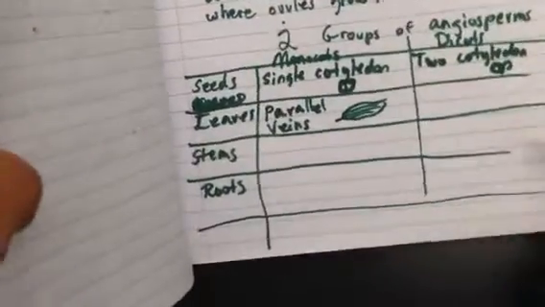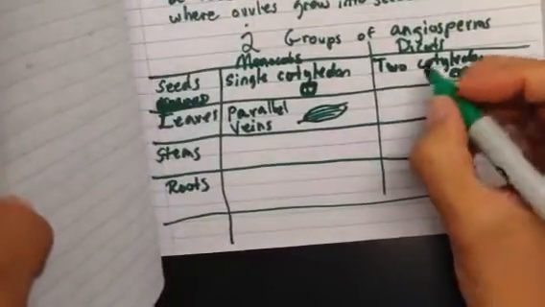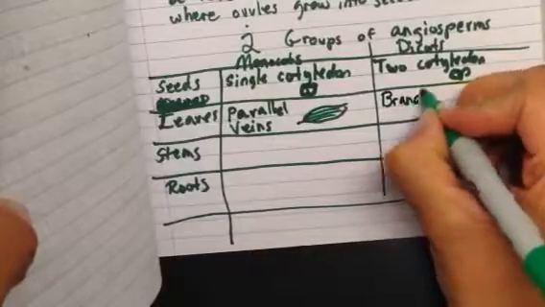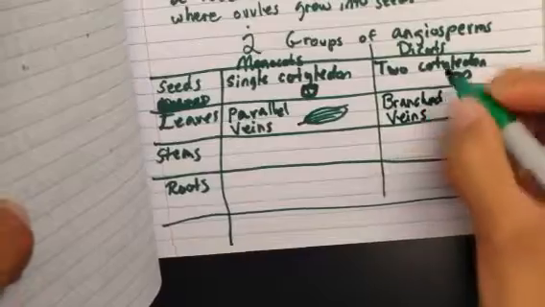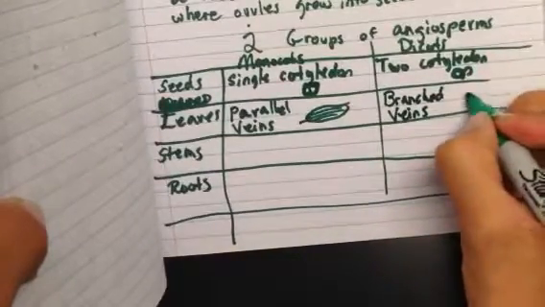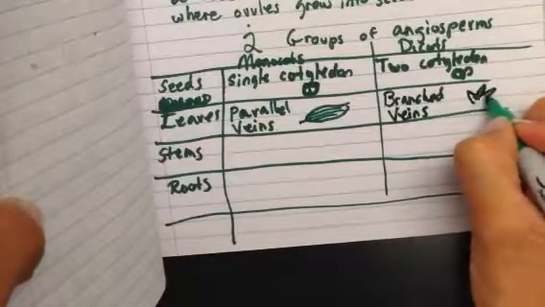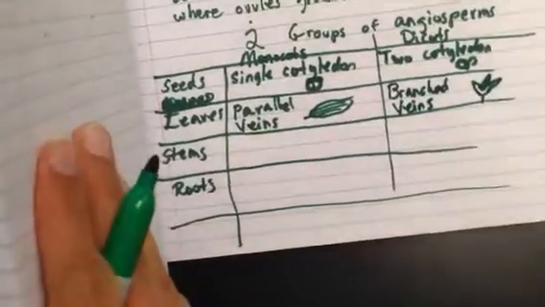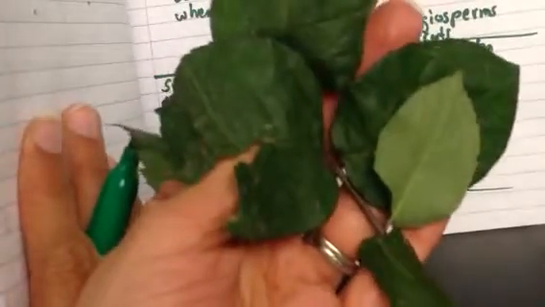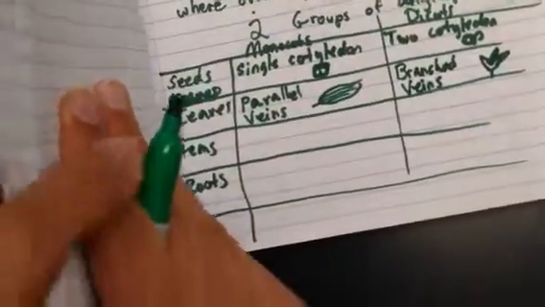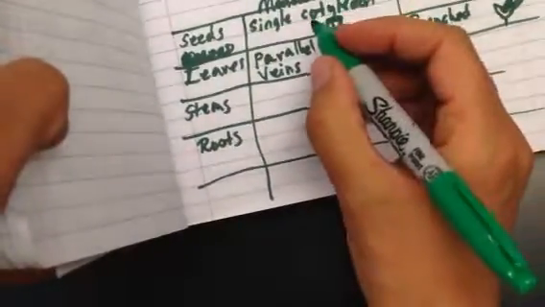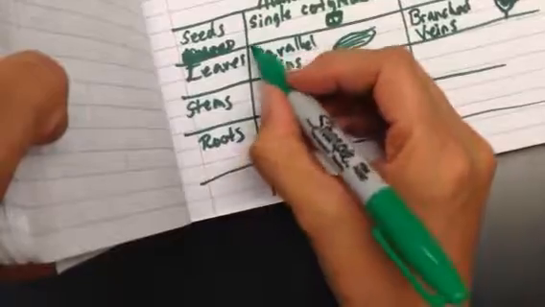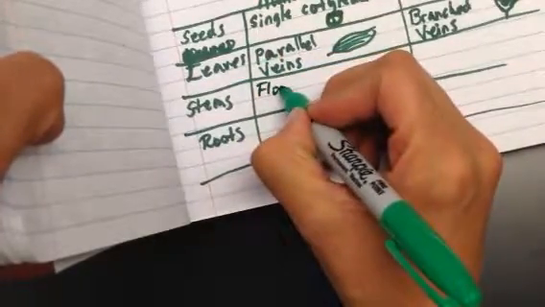Okay, sorry about that. So those are parallel veins, and in a dicot, they have branched veins. So think about like a maple leaf. The veins go in lots of different directions. Kind of like these leaves here from roses. Those are dicot veins.